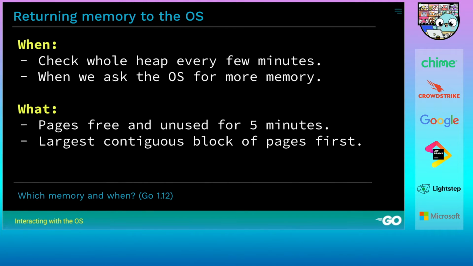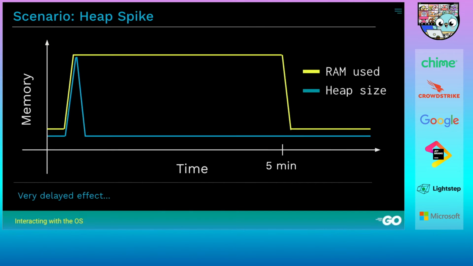Okay, so going back to our policy again, there's still some problems here. And to really illustrate that, I want to look at another pair of scenarios. So here's one scenario. We get some short spike in memory use. On this graph, we have memory on the y-axis and time on the x-axis. You can see that we'll have to wait 5 minutes before we're not charged for the memory from that heap spike anymore, right? So the yellow line is the actual amount of RAM used, whereas the blue line is the amount of memory that the runtime needs to hold all the application's data.